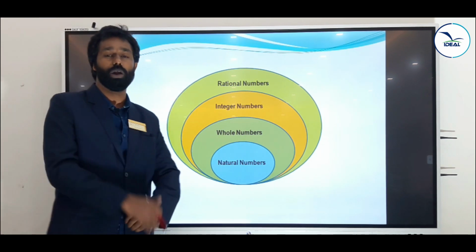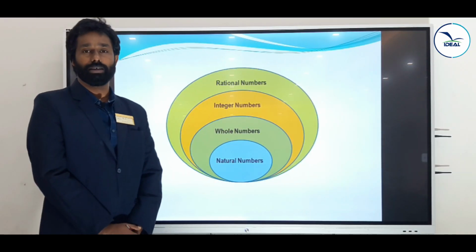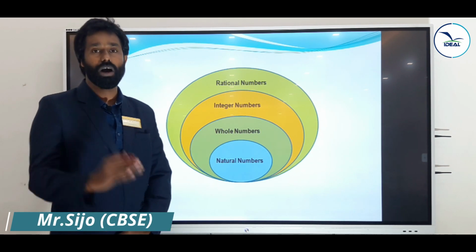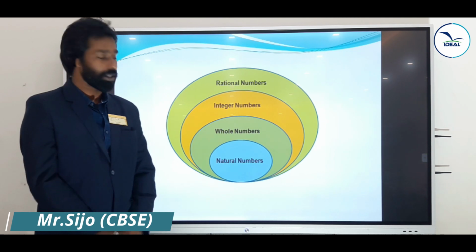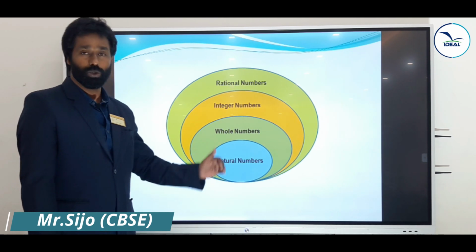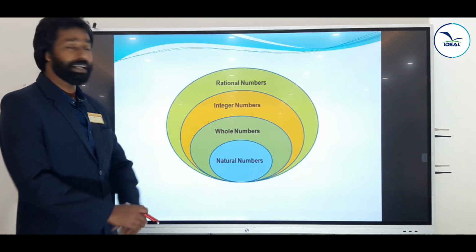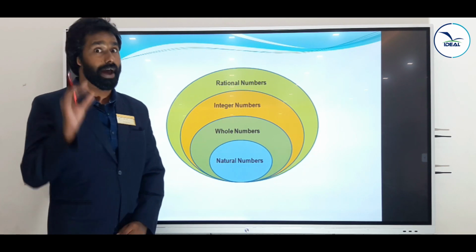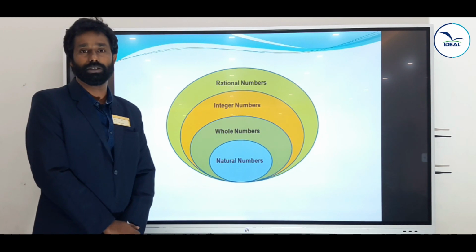So we have learned the natural numbers, another name for which is counting numbers. Why? It is used for the purpose of counting. That's why it's called counting numbers. It starts with 1, then 2, 3, 4, etc. Next we have learned whole numbers. When we add 0 along with natural numbers, we get whole numbers.